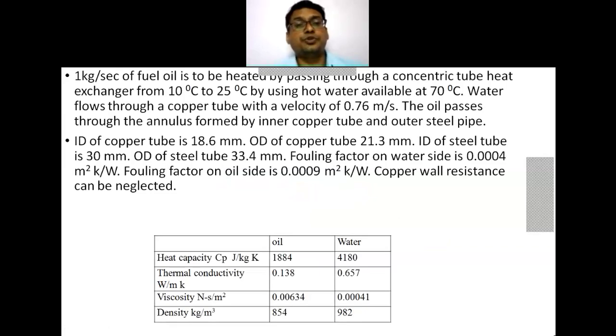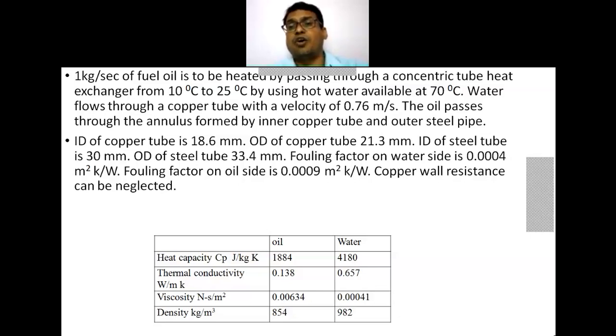Now the next numerical is the oil and water. Here, 1 kg of fuel oil is to be heated by passing through a concentric tube heat exchanger. In this case, we are considering a concentric tube heat exchanger where the temperature is to be increased from 10 degrees Celsius to 25 degrees Celsius by using hot water available at 70 degrees Celsius. That means the fuel oil we are heating is at a rate of 1 kg per second.